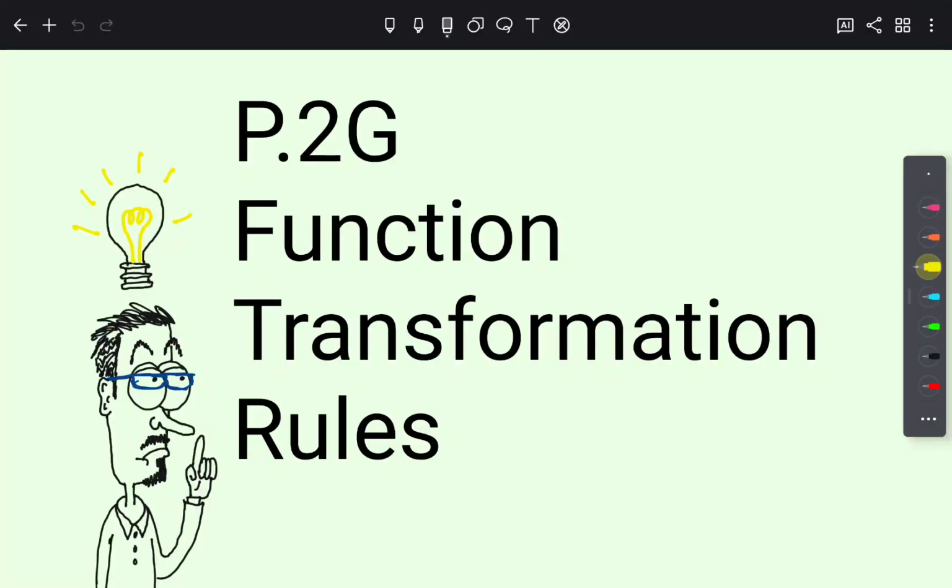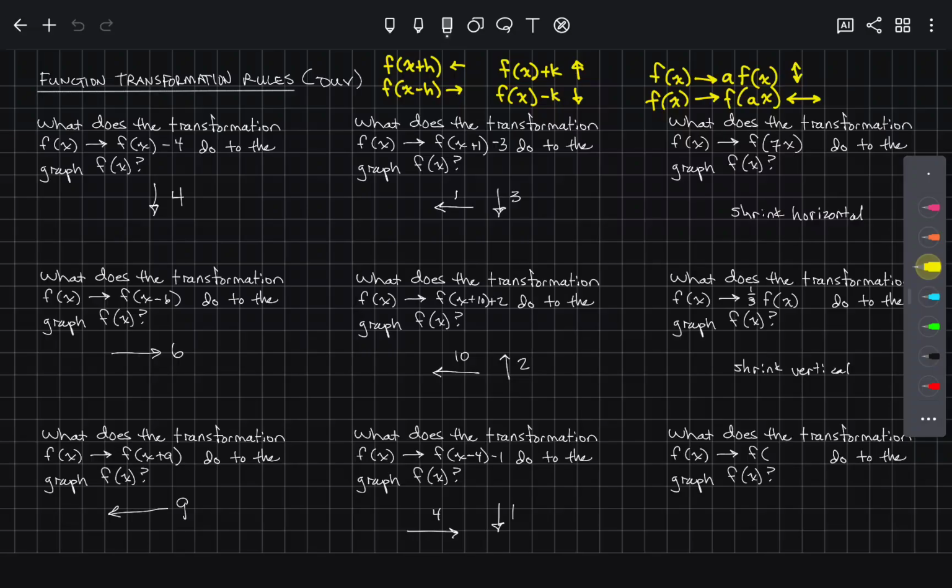Function transformation rules, just overall general rules for function transformations. You can kind of deduce that whenever you're looking at manipulating an x value, you're going to be moving horizontally or changing something horizontally. You can also figure out that whenever we have something added or subtracted outside, not directly associated with x, that's going to be manipulating our up and down movement.